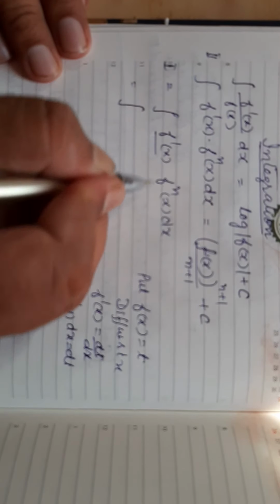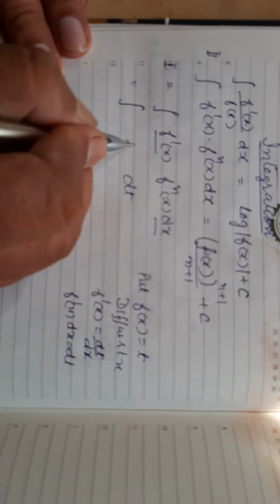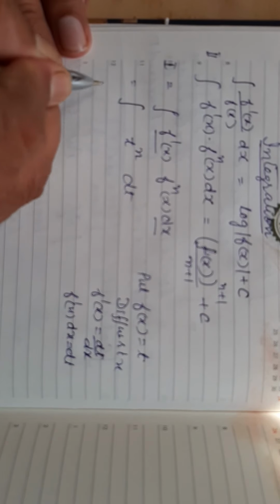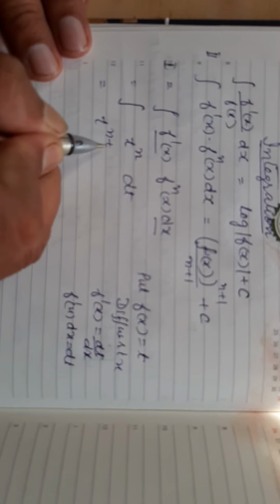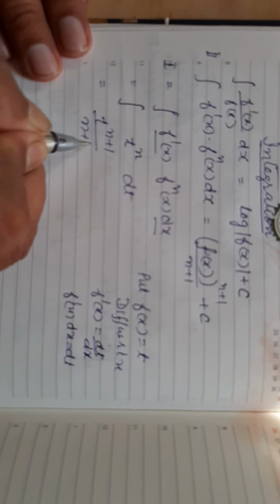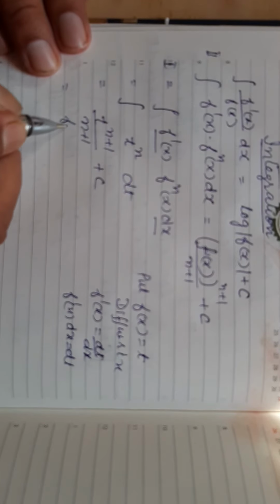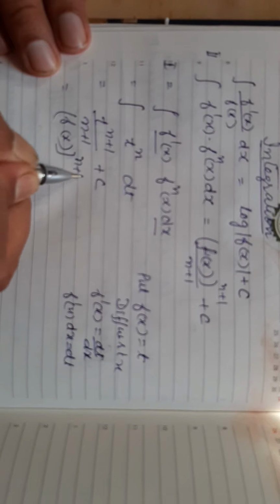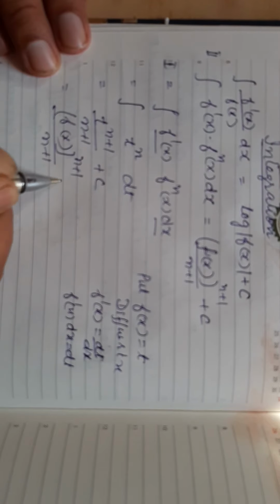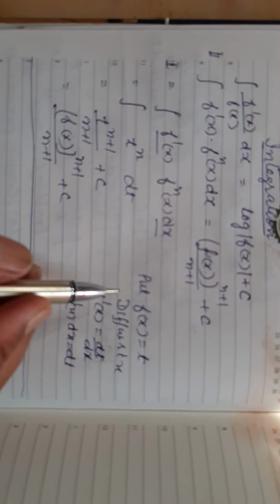Integration of f dash x dx, its value is dt, and f x is t, so we get t raised to power n dt, and this is the power rule: t raised to power n plus 1 divided by n plus 1 plus constant of integration. Substitute the value of f x: f x whole raised to power n plus 1 divided by n plus 1 plus c. This is the formula. But how do we know which function we substitute as t?